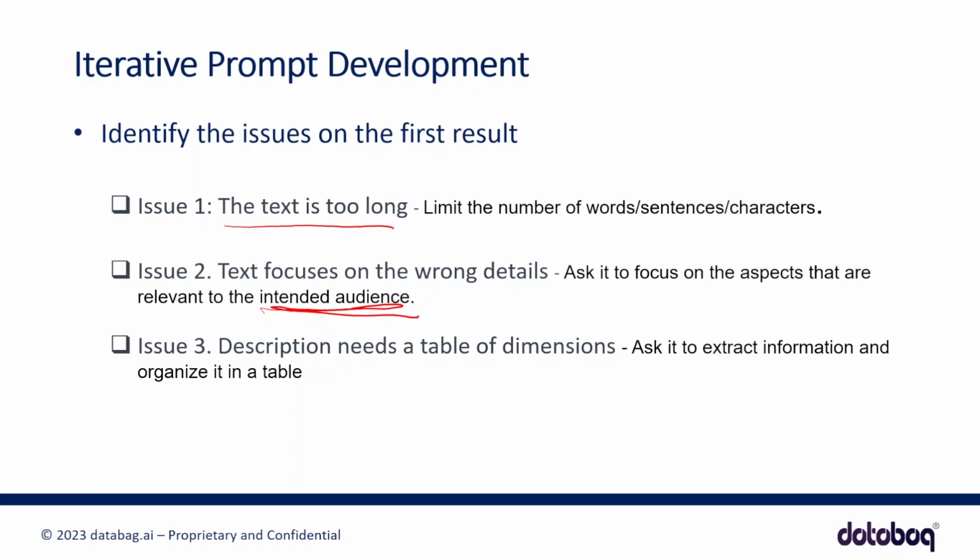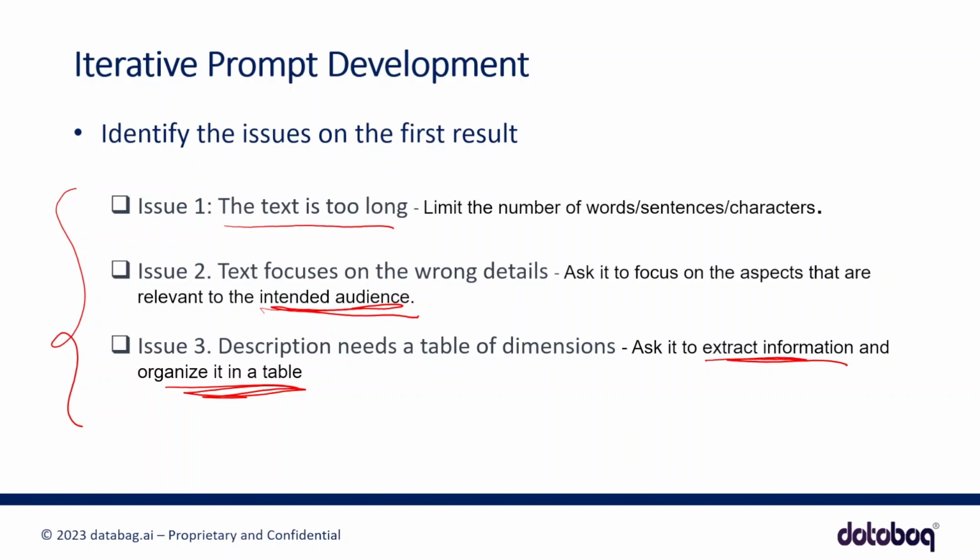And the other one is issue number 3. It could be that the description needs a table of dimensions, because it might have missed the dimensions. So you can also ask it to extract information and organize it in a table. These can be typical issues which you might encounter when you're working with a specific product description. But let's see how it actually works in real time.